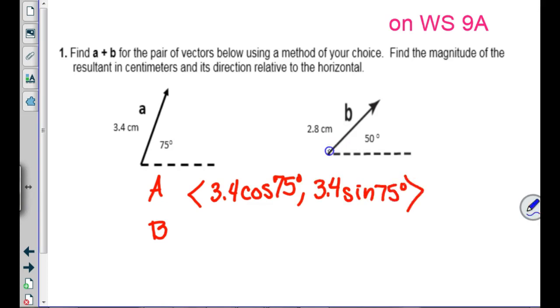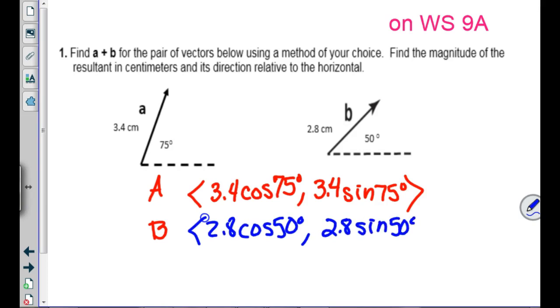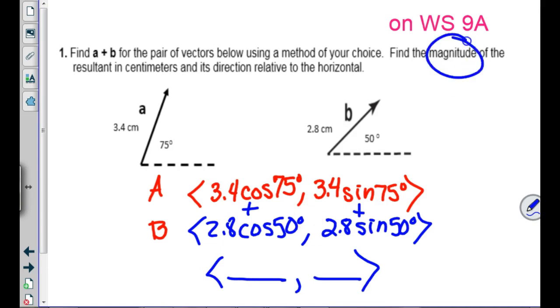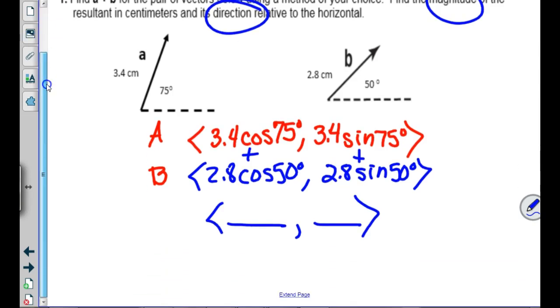And then B over here would be 2.8 cosine of 50 and 2.8 sine of 50. But then what did we do? Yes, you just add these two together and get a component, and you add these two together and get a component. And then you have to find the magnitude and direction when we're all done here. So what mode are we still in? Yep. Whole quiz so far, we've been okay in degrees, right?